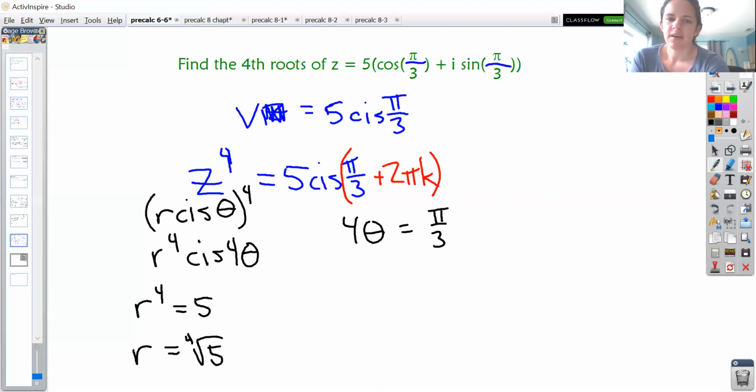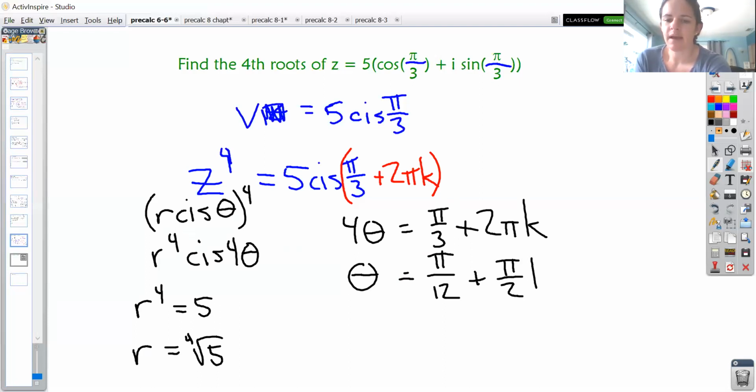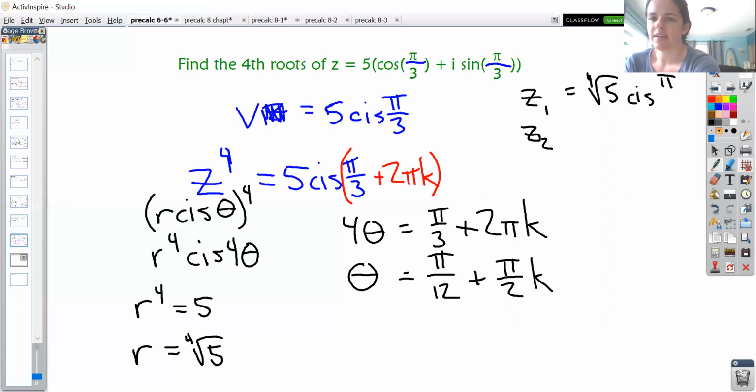And then remember that cis pi thirds is the same as cis pi thirds plus 2 pi k, because the cosine and sine values would be the same if I added 2 pi or any multiple of 2 pi. So that means theta would be pi 12ths plus 2 pi 4ths k, which is pi halves k. And so this tells me that I have my 4 answers now. I have z1 would equal the 4th root of 5 cis pi 12ths, because I'll just let k equal 0. That's my first one.